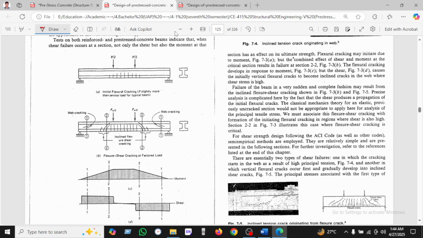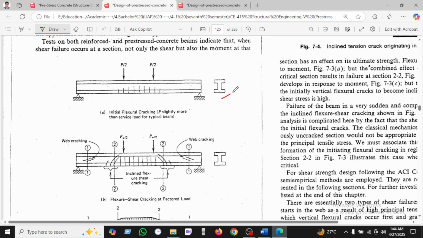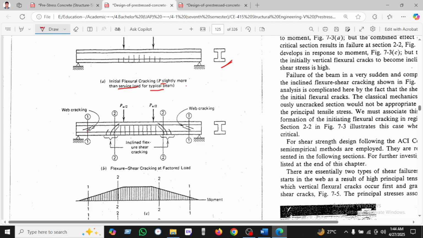I am saying again. This is the cross section, and this is the initial flexural crack at load P. P means the load is slightly more than service load for a typical beam. This is the typical beam. So you can see the web crack appears at the support, and we can see the inclined flexure shear cracking.